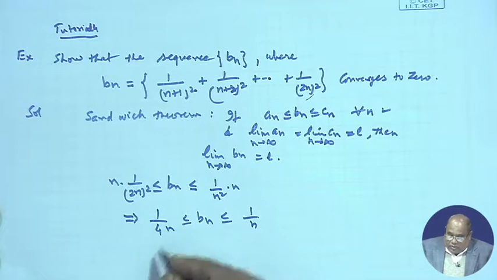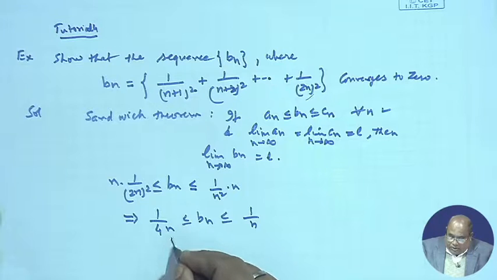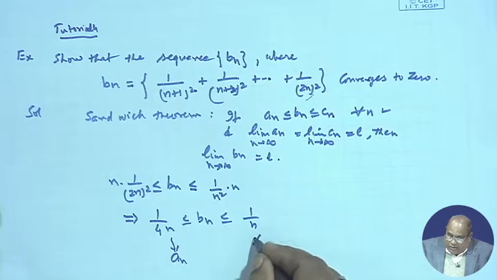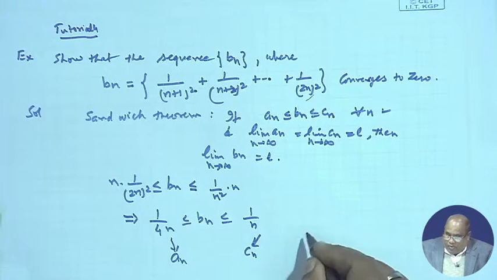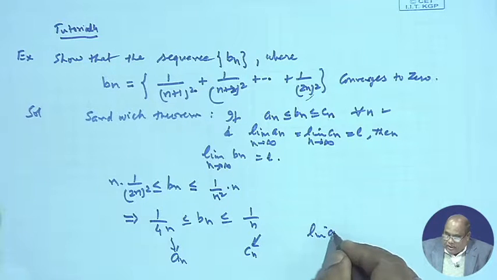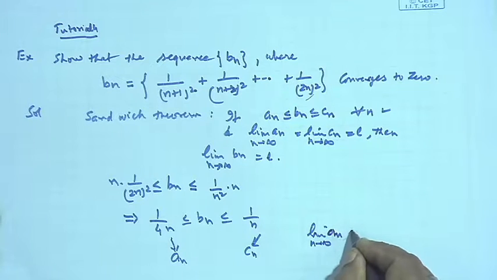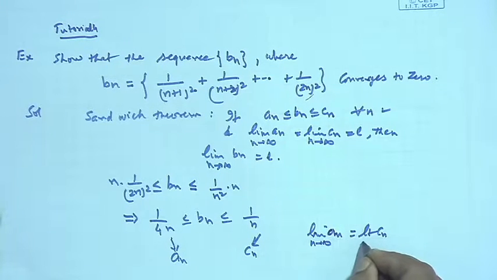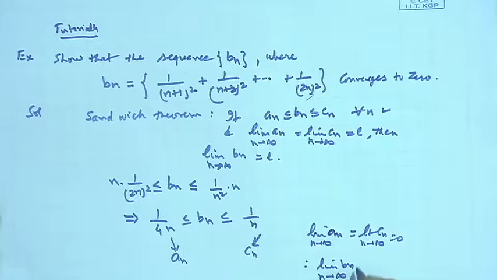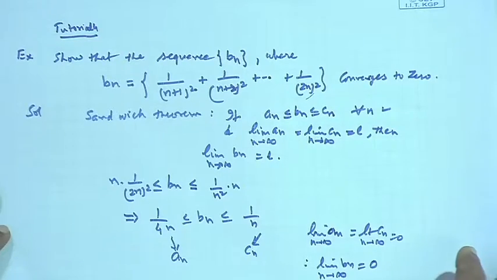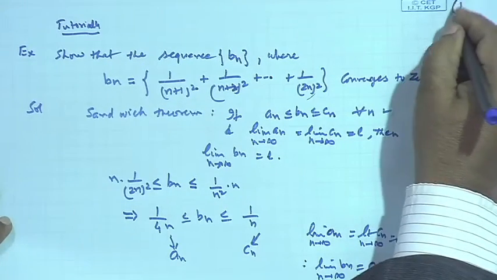Now, this is our An, and this is our Cn. So, the limit of An and Cn as n tends to infinity is nothing but 0. Therefore, the limit of Vn as n tends to infinity will also be 0. So, it is very easy to establish this one. Okay? So, this is the first example.